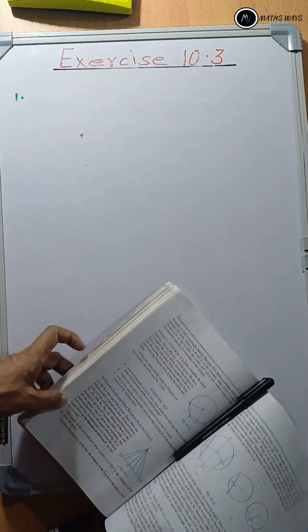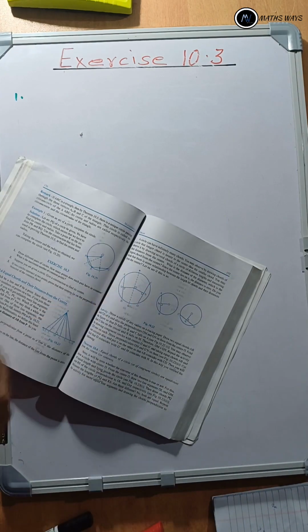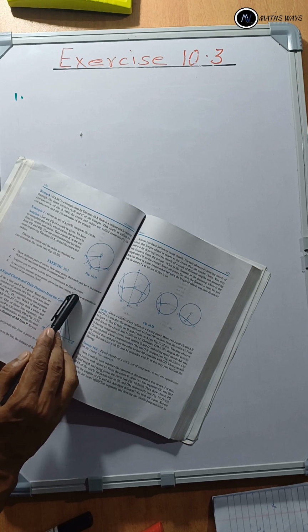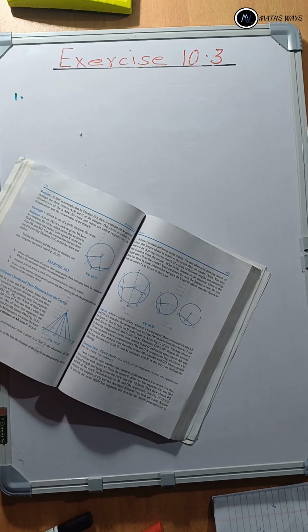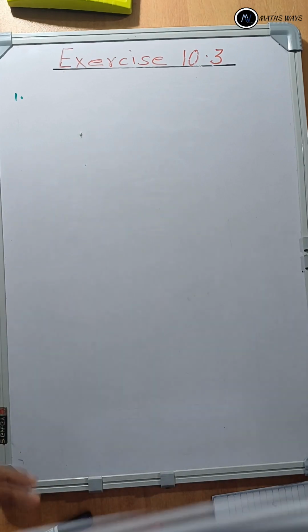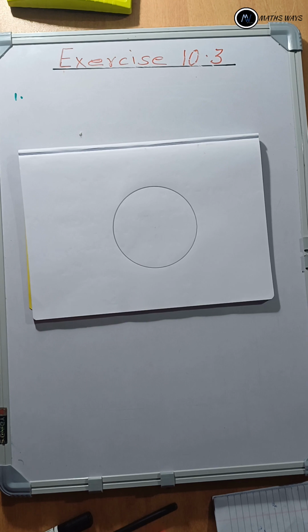What is question number 2? Suppose you are given a circle, give a construction to find its center. How to find out the center of a circle if one circle is given? Let us find out. Here, question number 2.